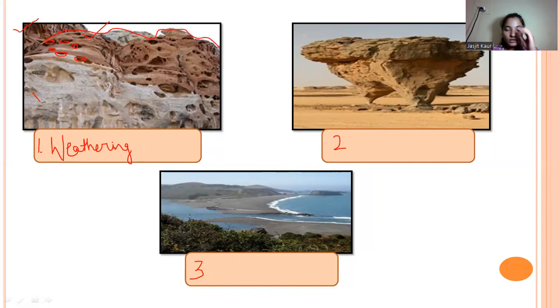So now, just like this, you have to observe these two images and tell me which kind of geological process is responsible for this, and you can write your answers in the comment section, with the reason also.